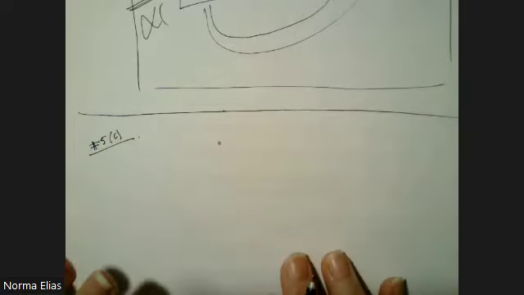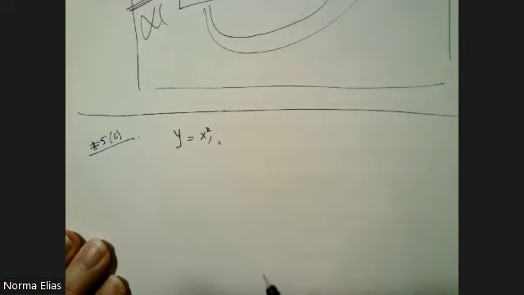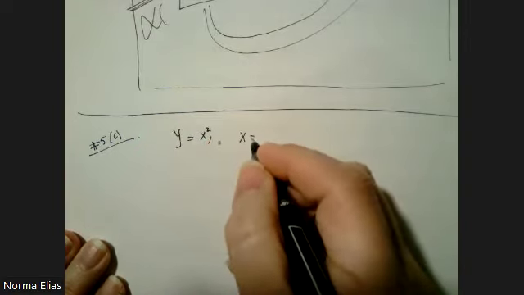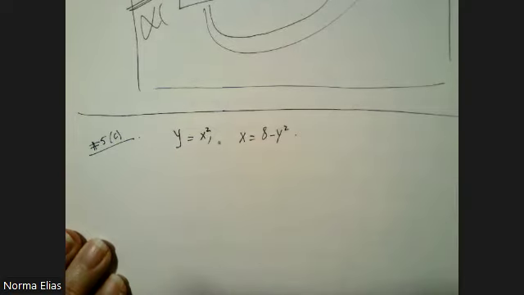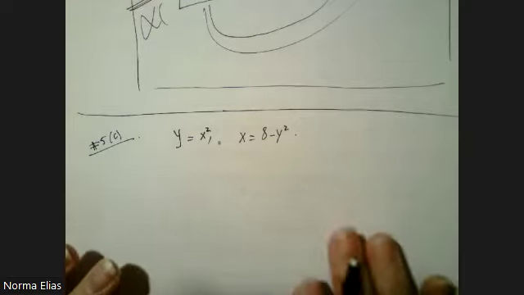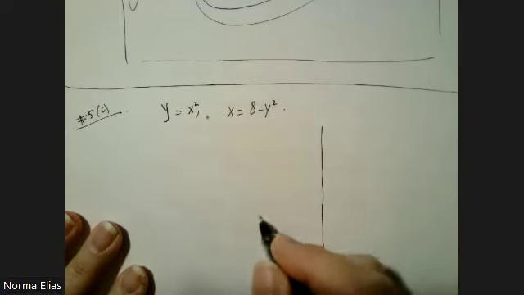Part C. So I have the following: the region bounded by y equal x squared and x equal 8 minus y squared. And the question is, find the area. I did not tell you if I want with respect to the x or the y, so you do whatever you want. Okay, so first is graphing.